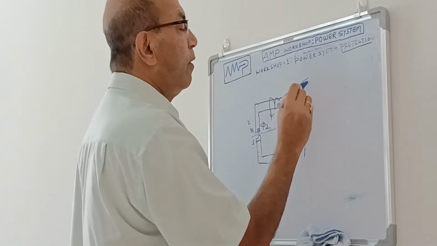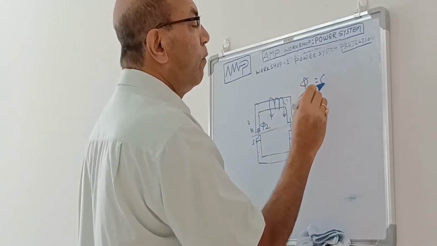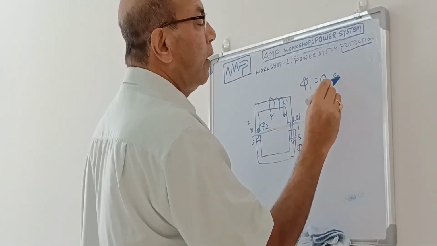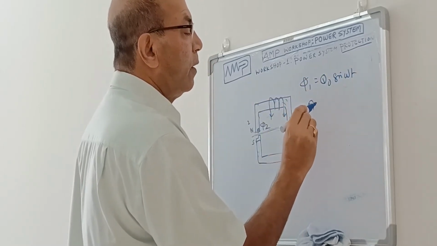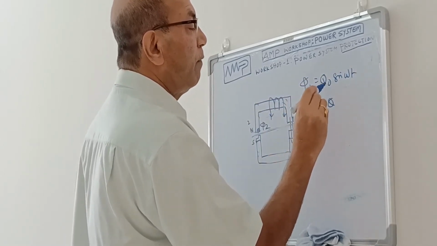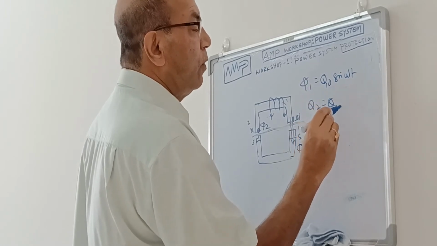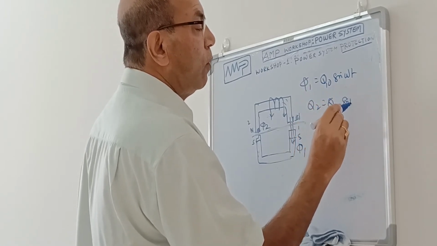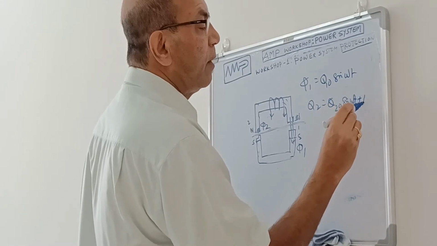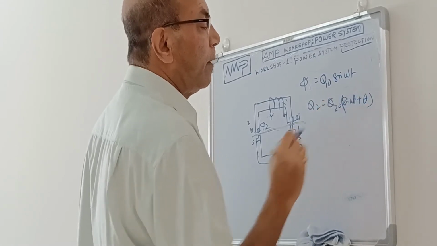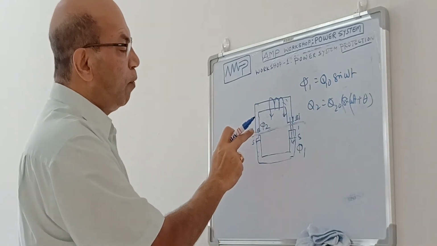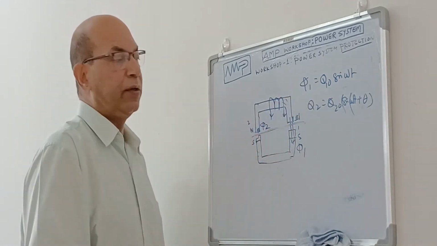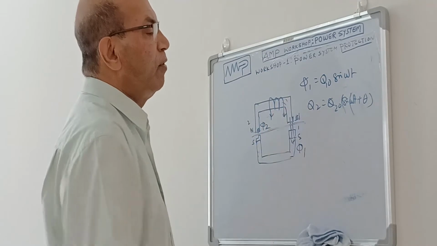Suppose phi1 we write down equal to phi0 into sine of omega t. Then phi2 will be equal to, suppose phi2 0 into sine of omega t plus theta, where there is a phase difference theta between these two. This will be for the phi2. So by splitting the pole, we can make these fluxes different, so there is a phase difference between these fluxes.